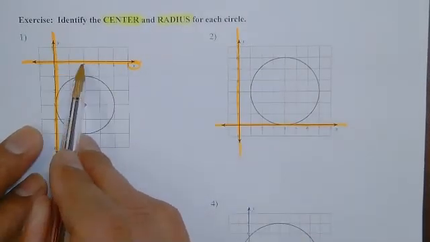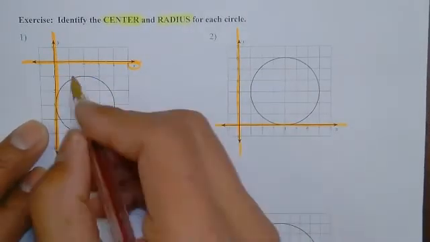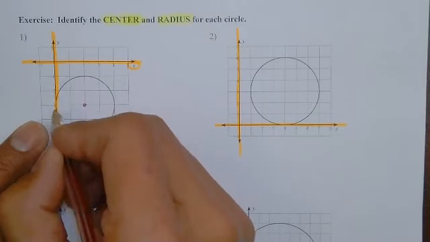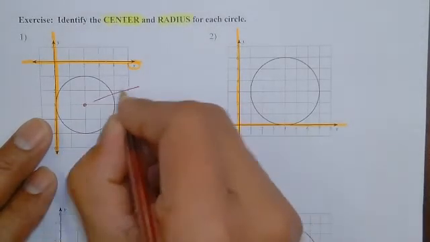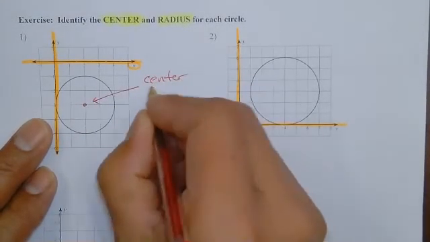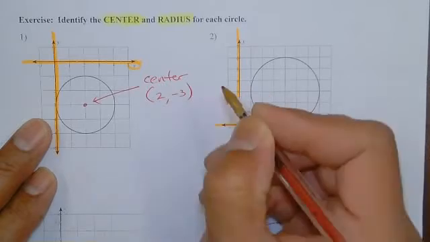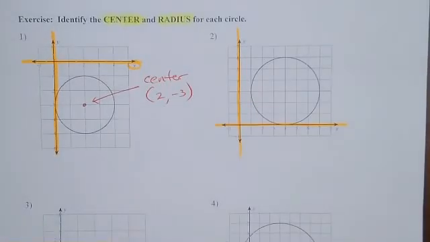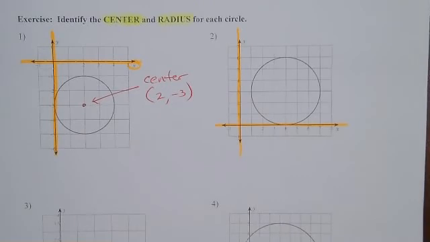Here, the coordinates to locate this center is what? 2 on the x and down 3, so here the center is 2, negative 3. Well, that's easy, right? Just give me the location, give me the coordinates of the center. And then the radius.